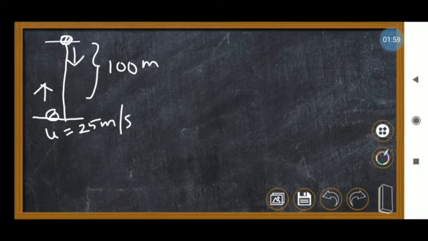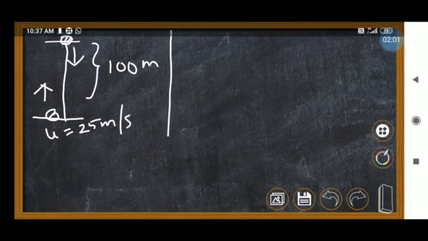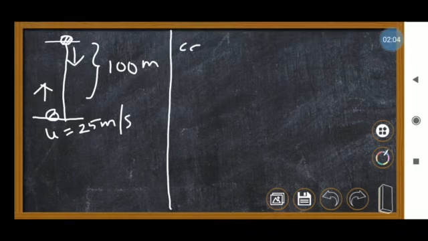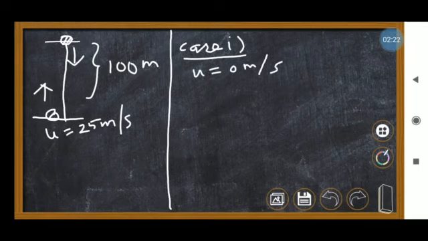So the first case I have taken, case number 1. Here the stone is dropped from a certain height. When you are dropping from a certain height, your initial velocity u equal to 0 meter per second. Next, let t be the time taken when the two objects meet each other. I have taken t.